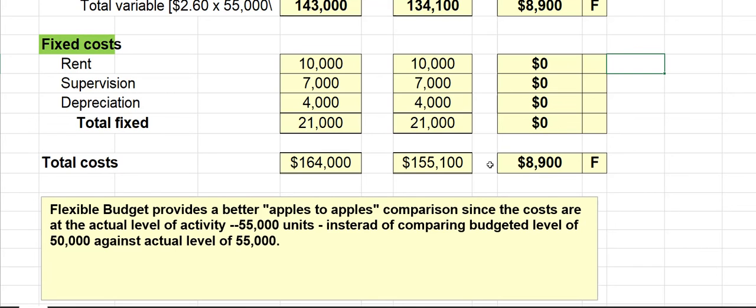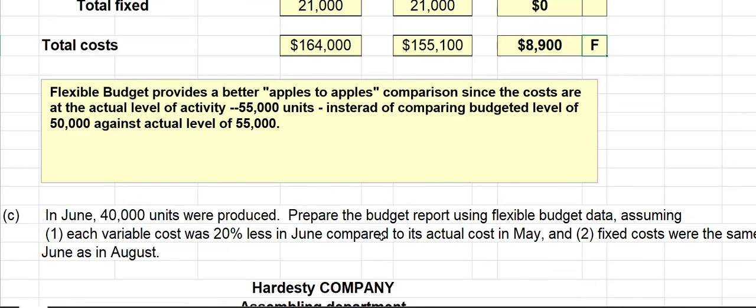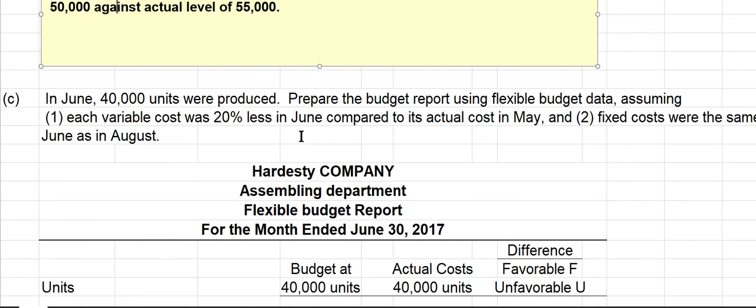And so the only change that occurred in the budget versus the actual resulted from the variable cost, and so the overall budget variance is a favorable total of $8,900. And so we indicate F with a favorable. And so as I indicated here, the flexible budget provides us with a better apples to apples comparison compared with a static budget that would essentially be comparing apples with fruits. Not as beneficial for making decisions as the flexible budget.